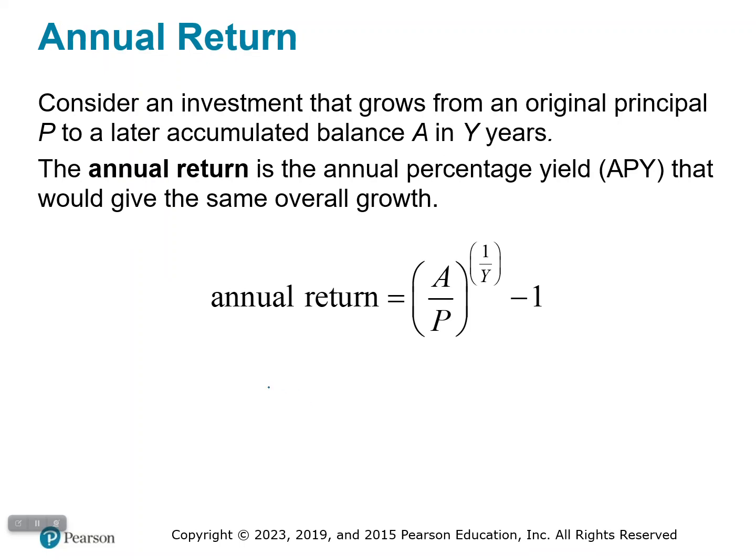If an investment grows from original principal P to a later accumulated balance A in Y years, the annual return is the annual percentage yield, APY, that would give the same overall growth. Our annual return is our future amount divided by our principal to the power of 1 over the number of years, minus 1. Now, another way of writing this is the Yth root. So it's a 1 over Y power is a Yth root. It's a weird way to say it though.